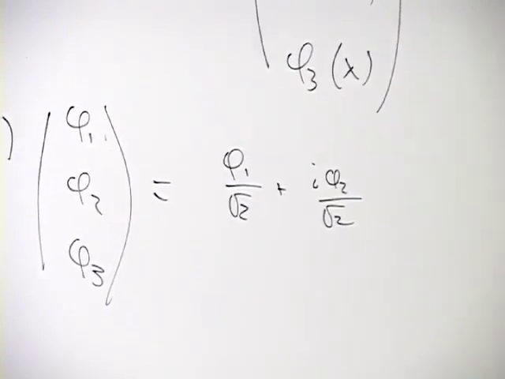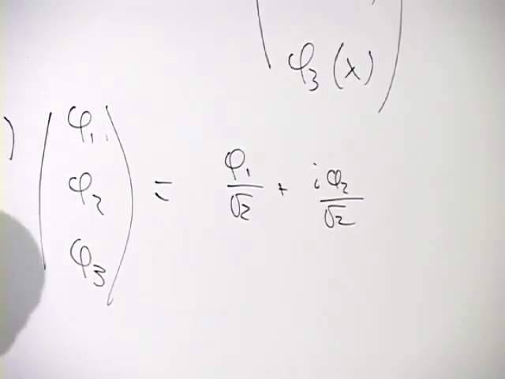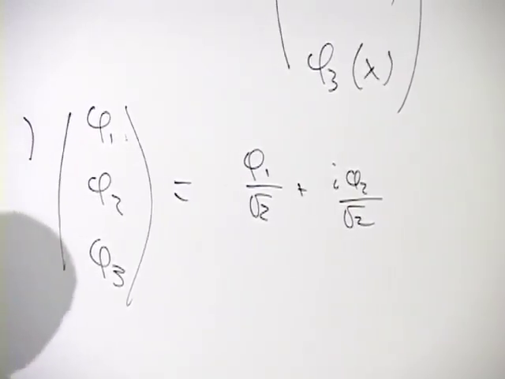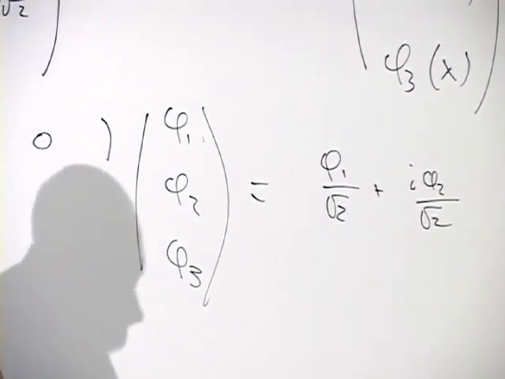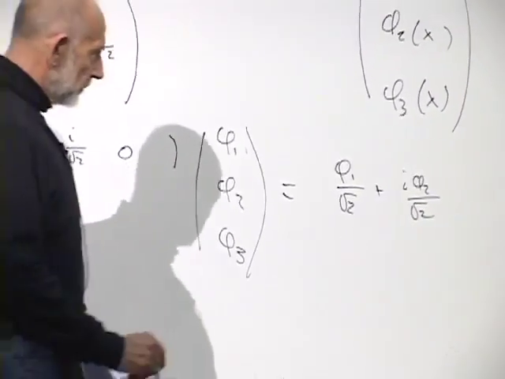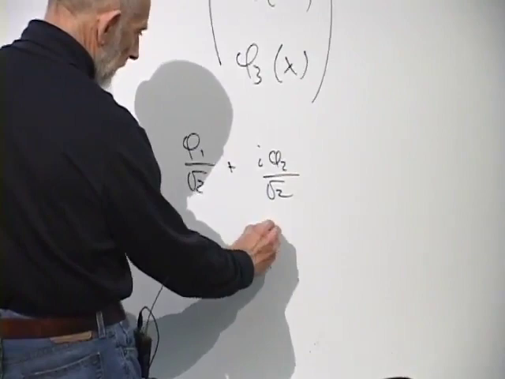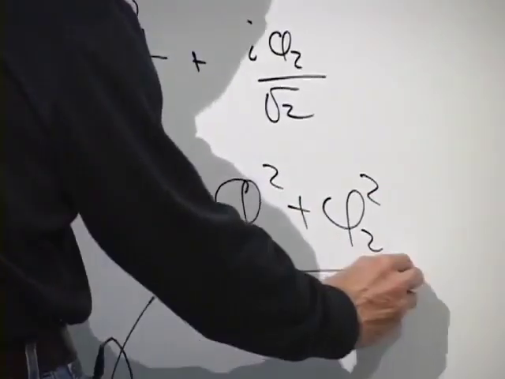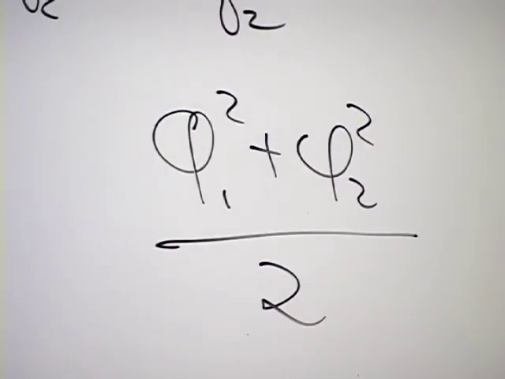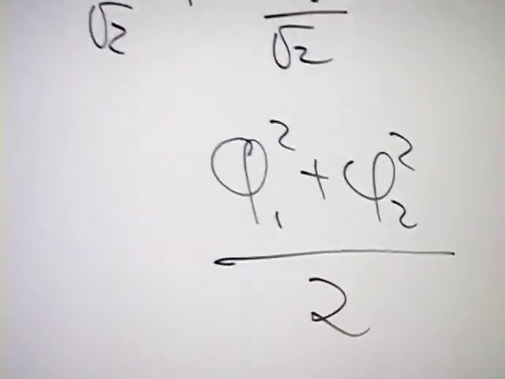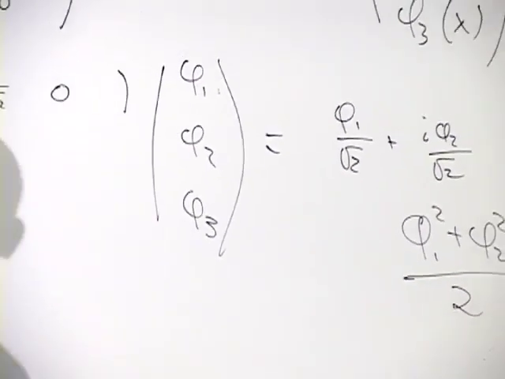And then we multiply this by its complex conjugate. All right? So what do we get? What's the complex conjugate? What does this times its complex conjugate give? I think it's just phi 1 squared plus phi 2 squared over 2. This times its complex conjugate will give phi 1 squared plus phi 2 squared over 2. So the probability that the electron is up along the z-axis appears to be phi 1 squared plus phi 2 squared over 2. What about the probability that it's down along the z-axis?